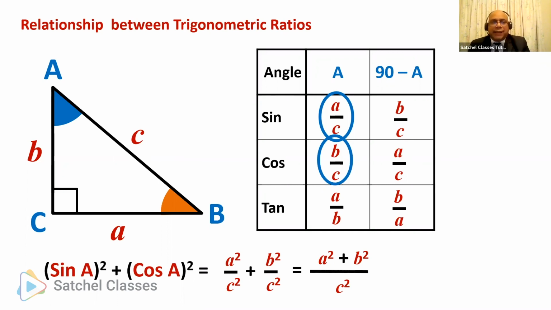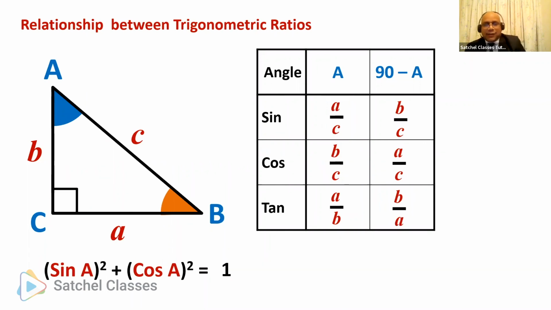Now, if you look at the triangle carefully, the right angle triangle, if you apply the Pythagoras theorem, you'll realize that A squared plus B squared is actually the hypotenuse squared, which is C squared. So I'll replace A squared plus B squared by C squared to get C squared over C squared, which equals 1, which means we have derived an interesting relationship, and that is sine A squared plus cos A squared will be 1. If you square sine of any angle, add that to the square of cos of that angle, you'll always have the addition as 1.